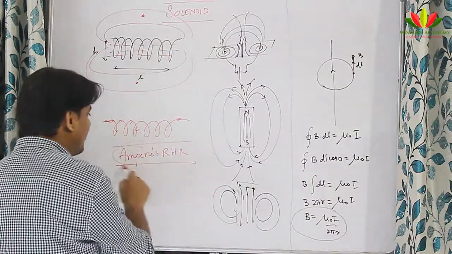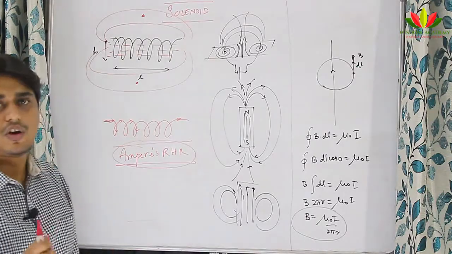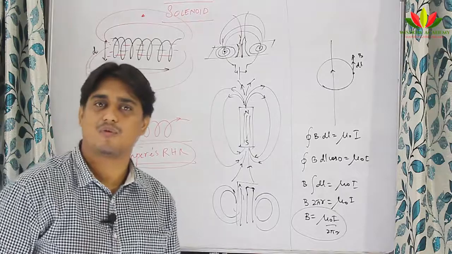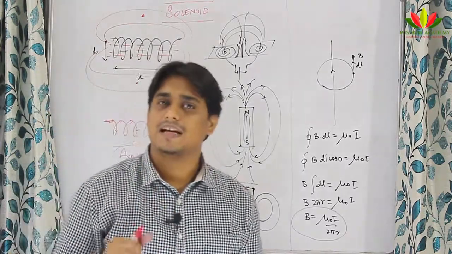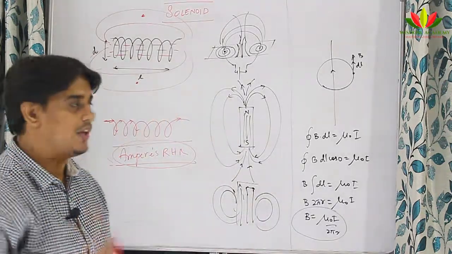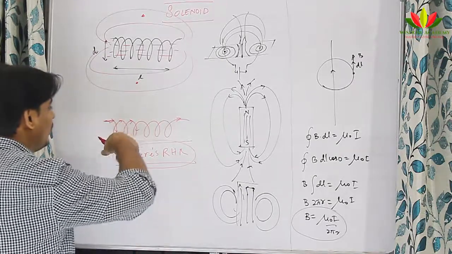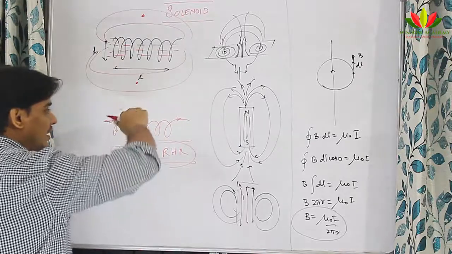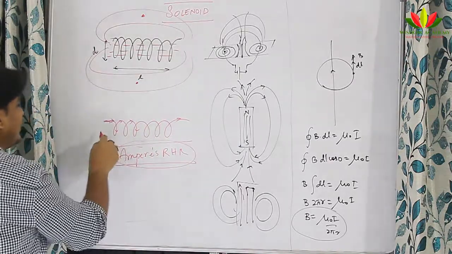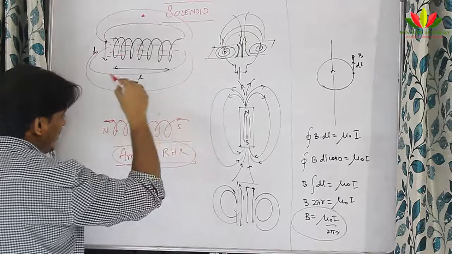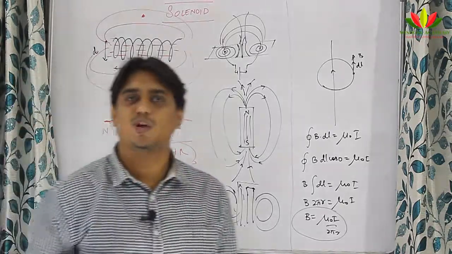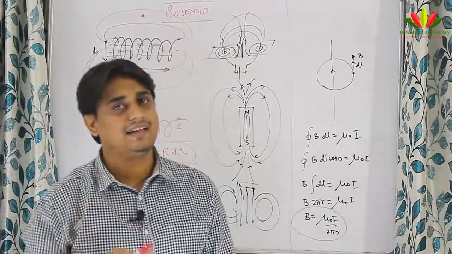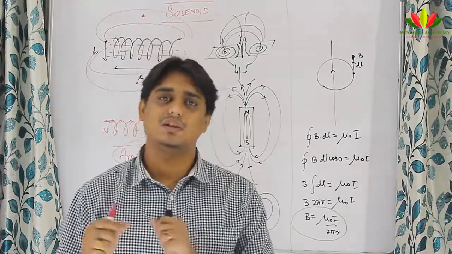So for using Ampere's right hand rule, we have to hold the solenoid in our right hand in such a way that our four fingers give the direction of flow of current, then the thumb gives the direction of north polarity. In this case I have made the current flow in a clockwise way. When the current is flowing clockwise, this will become the north polarity and this will become the south polarity. So to determine the north and south polarities of a solenoid, we must hold it in our right hand, and then we can find which is north and which is south.